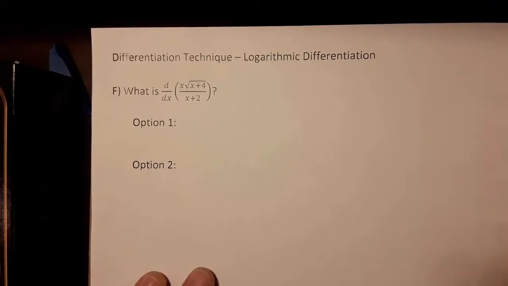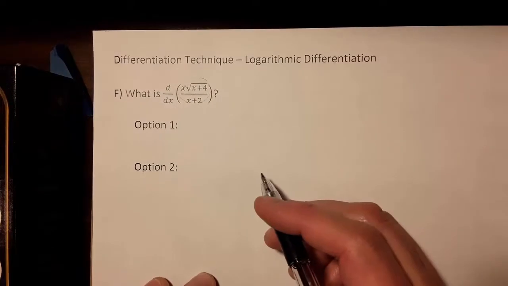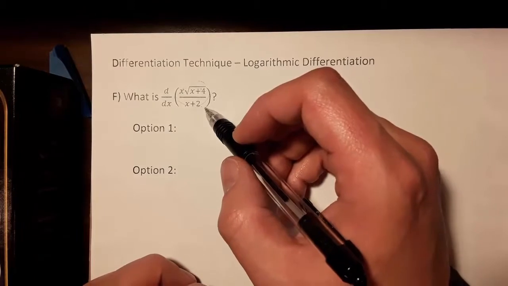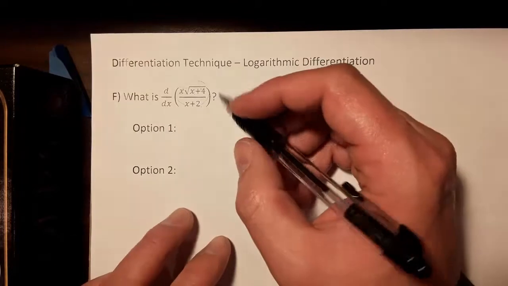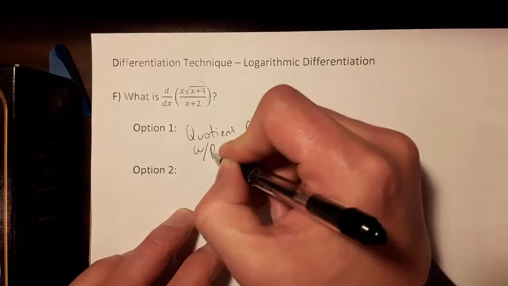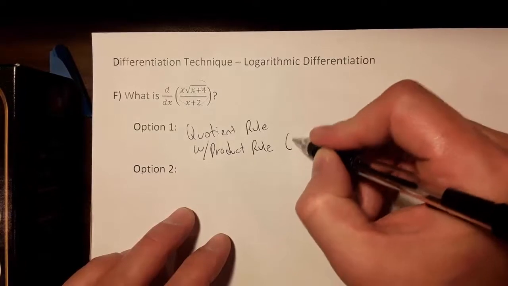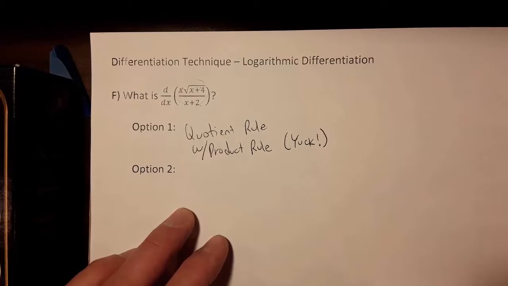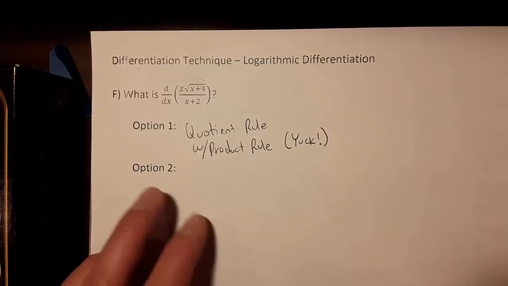All right, we want to differentiate this fraction. Now, before today, we would have had to have used, I guess, overall quotient rule on it. And in doing quotient rule, we would have had a product rule to get the derivative of the top. I'm going to go add a little commentary here. I don't want to do that. It would be a mess. So option 2, that's the new stuff.